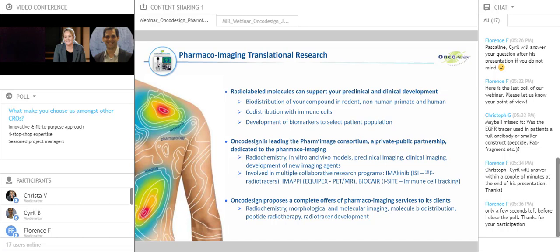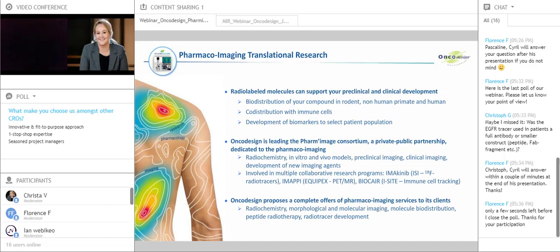And then there is a question from Christophe. Was the EGFR tracer used in patients a full antibody or a smaller construct? So here our EGFR tracer was a kinase inhibitor. So it's a small molecule that was covalently bound to fluor. So we are clearly measuring the activity of EGFR because the small molecule will bind to the ATP pocket of EGFR. So it is not an antibody or Fab fragments.